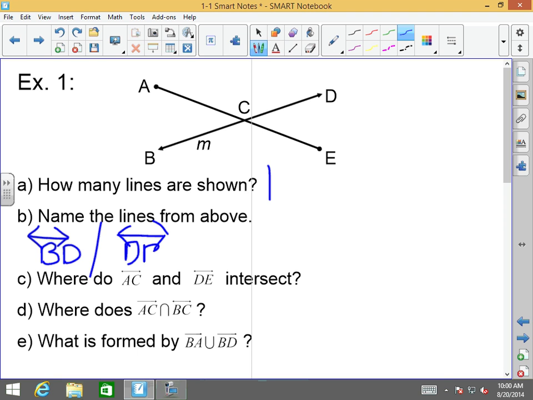What else, guys? One more way to name that line. Line M, very good. You just would go line M. You don't put a little line symbol on top of the M. You only put the line symbol when there's 2 points together. Yes, sir.